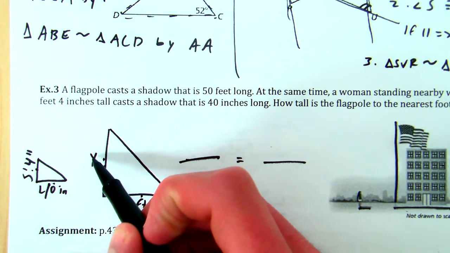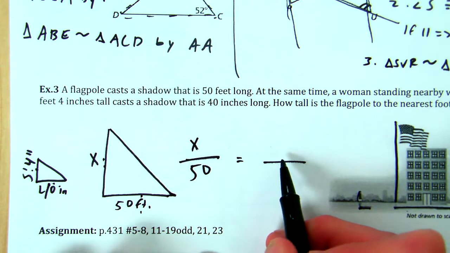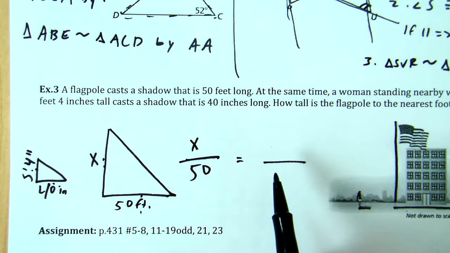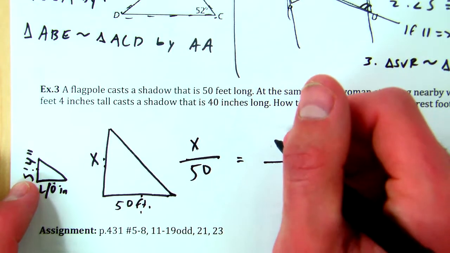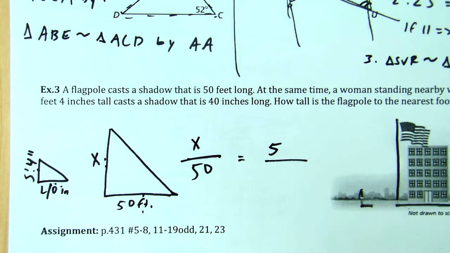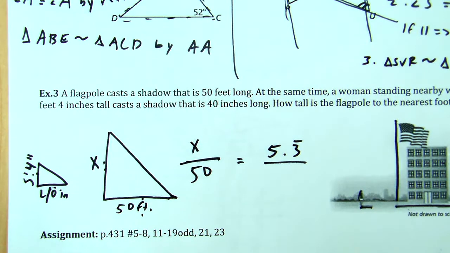If I do height over shadow, this would be x over 50. Then over here, I want this to be height over shadow as well. First off, I do want to make sure that I have this in feet, just for consistency. So the height is 5 feet 4 inches. Since there's 12 inches in a foot, 4/12 is 1/3. So this would be 5.3 repeating, or 5 1/3.